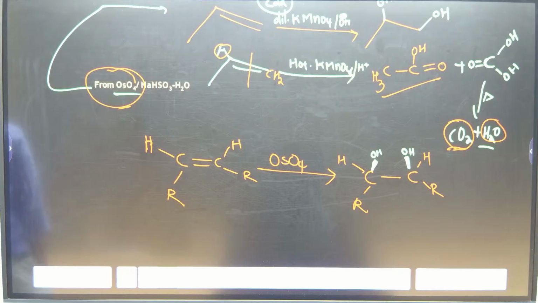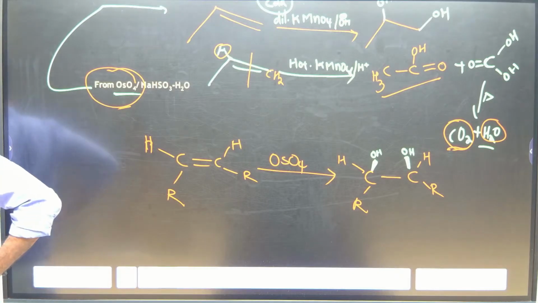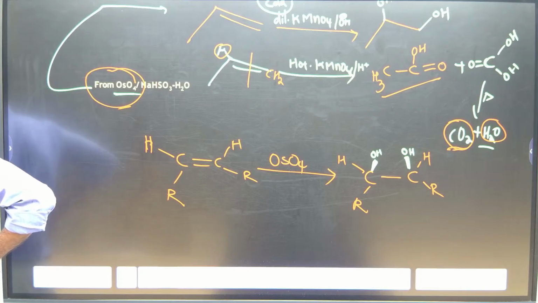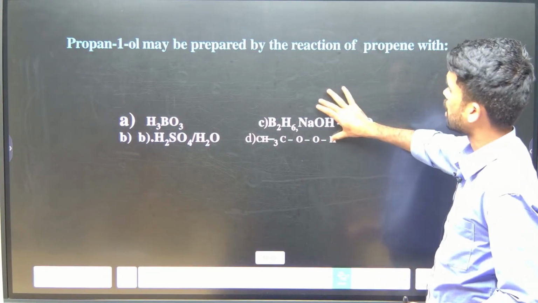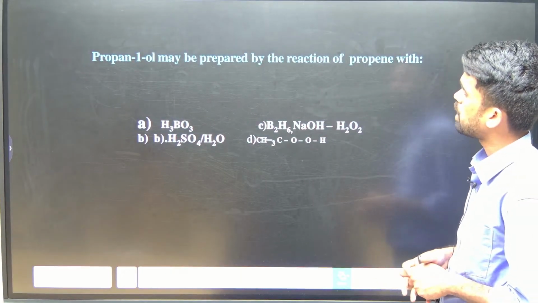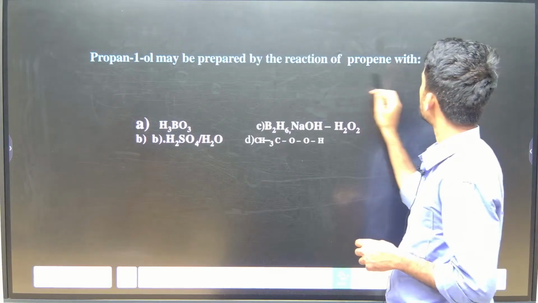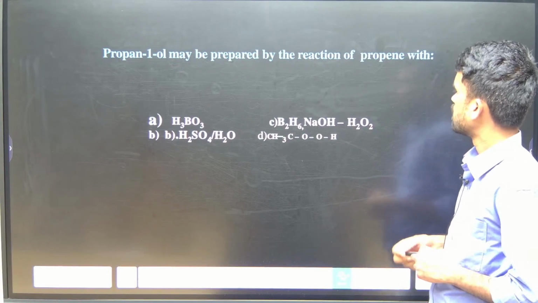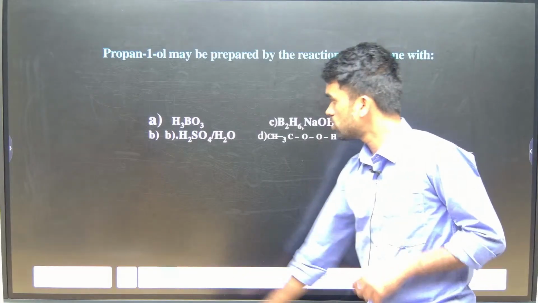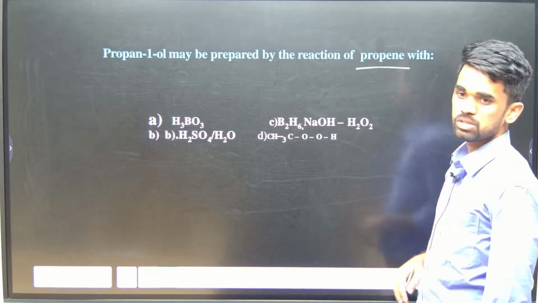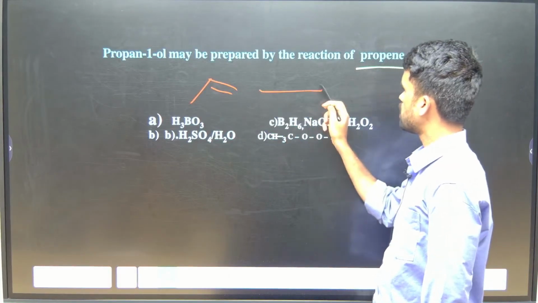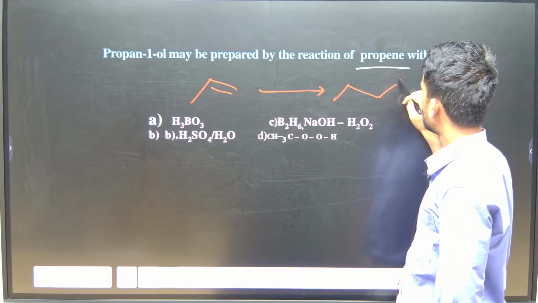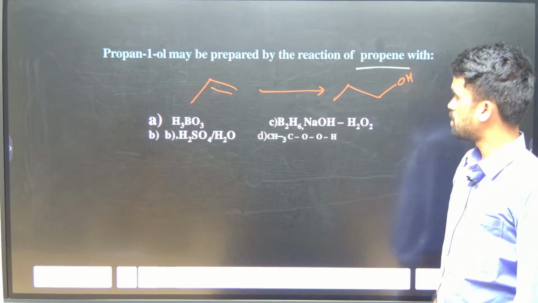Okay, the next one is, so tell me this one. Yeah, this is from our discussion only. Propan-1-ol may be prepared by reaction of propene with, tell me which of these compounds will do it. So what is propene first? Propene means this one. From here I want to prepare propan-1-ol, this one. So what is a suitable reagent?